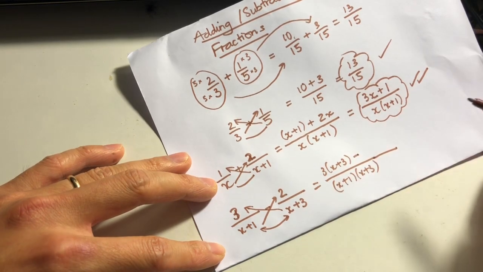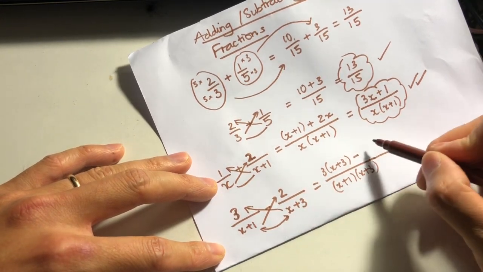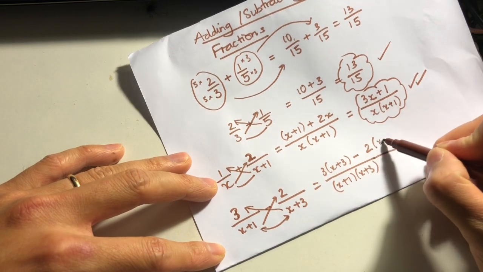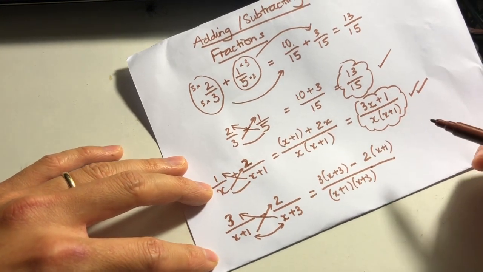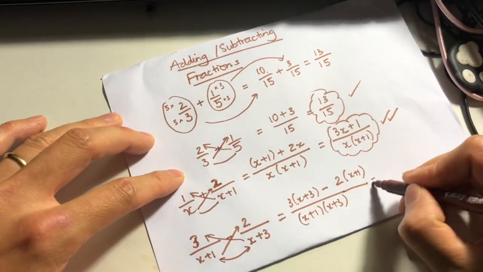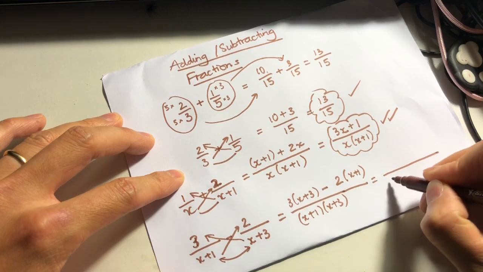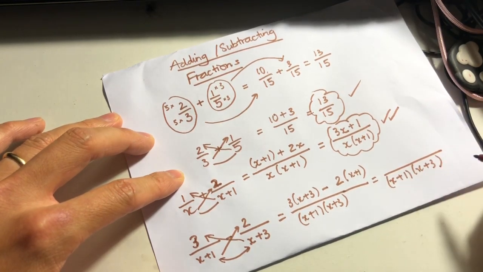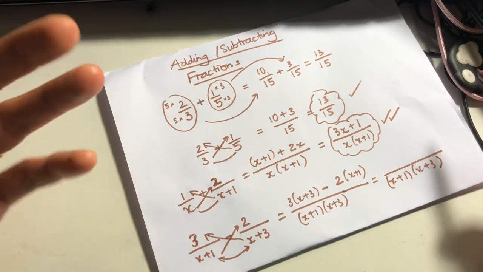So I put the minus. And then 2 times x plus 1 down here. Now that's the beauty right there, right? So we only need to clean up the top now. So we keep the bottom the same. x plus 1, x plus 3. Yeah, just copy it down, copy and paste.